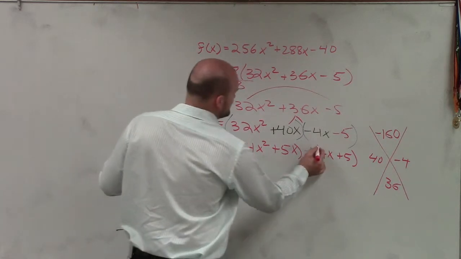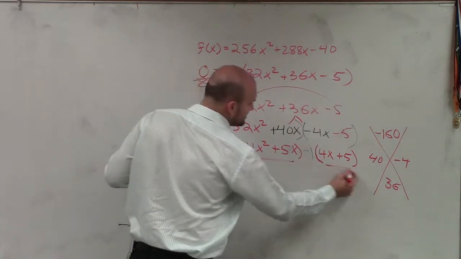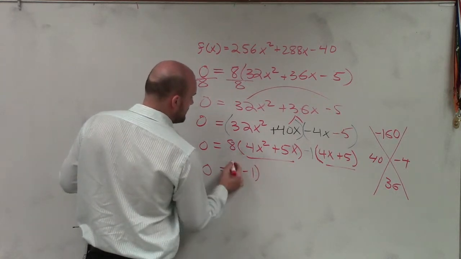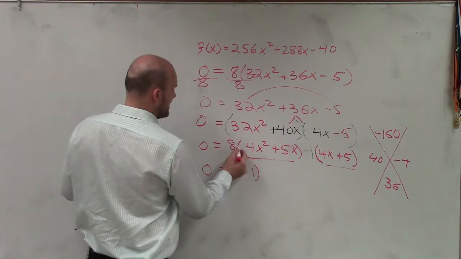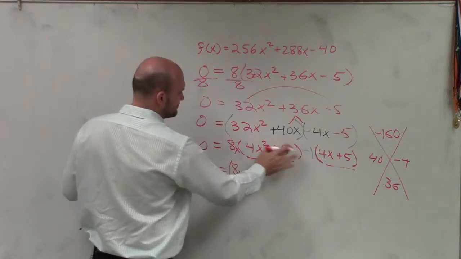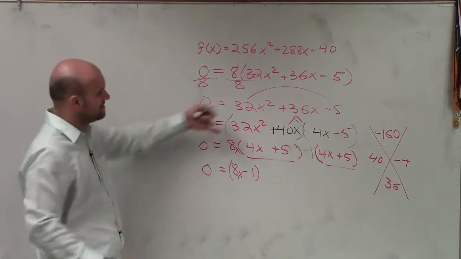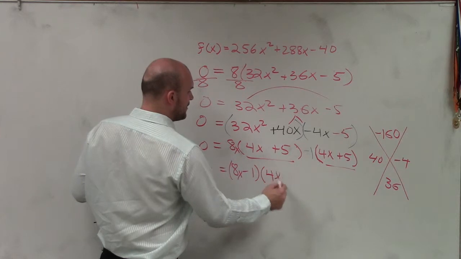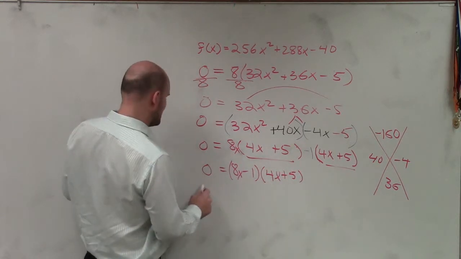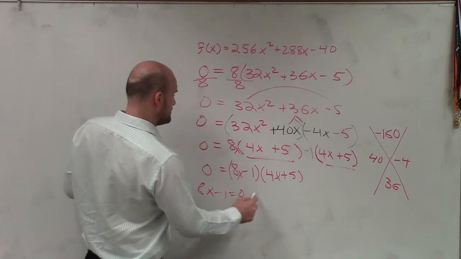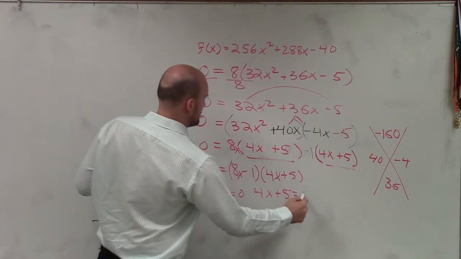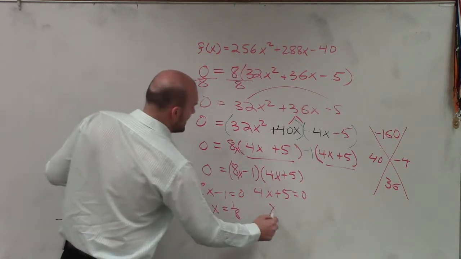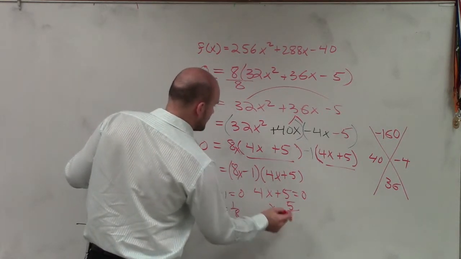Now you can see that these two terms are exactly the same. So I'm going to factor that term out, and I'm left with 0 equals 8, sorry, 8x I should factor out, right? When I factor out an 8x, I'm left with the linear term 4x plus 5. So I have 8x minus 1 times 4x plus 5. Now I can apply the zero product property by setting them both equal to 0. Just by solving this, I get x equals positive 1/8, and x equals negative 5 divided by 4.